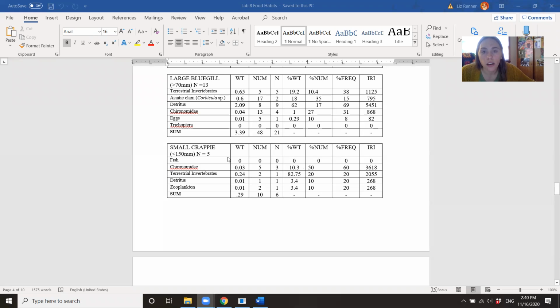3 out of the 5 had fish in them, giving us 60% frequency. 1 out of the 5 had the others, and so that's where we get the 20%. And for the percent nums, 5 out of the 10 total items were Chironomidae. 2 out of the 10 total prey items were terrestrial invertebrates, giving us 20%. 1 out of the 10 total prey items was detritus, giving us 10%, and 1 out of the 10 were zooplankton, giving us a percent number of 10%.